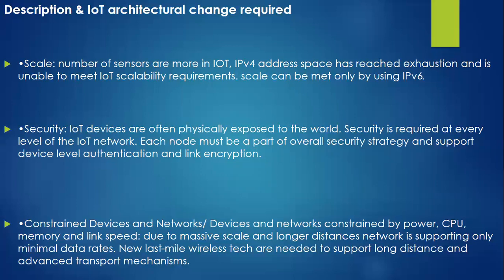Then later B should transfer the same information to C, but C is working on IPv6. Again we need tunneling between IPv4 and IPv6. That's why we call it a constrained device and network. Regarding this we also need to concentrate. Then there are devices and networks constrained by power.